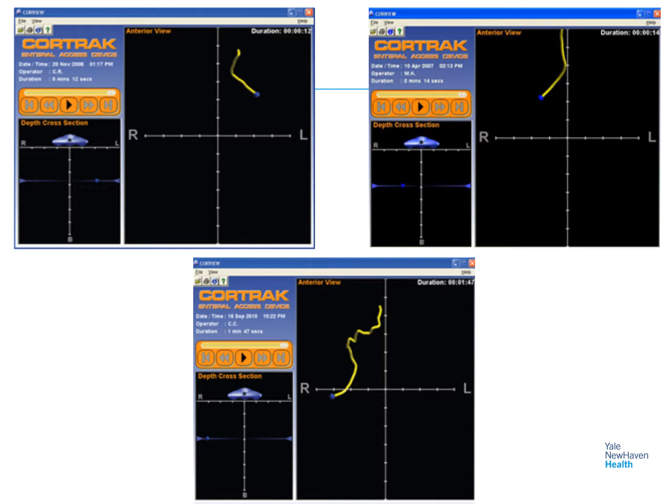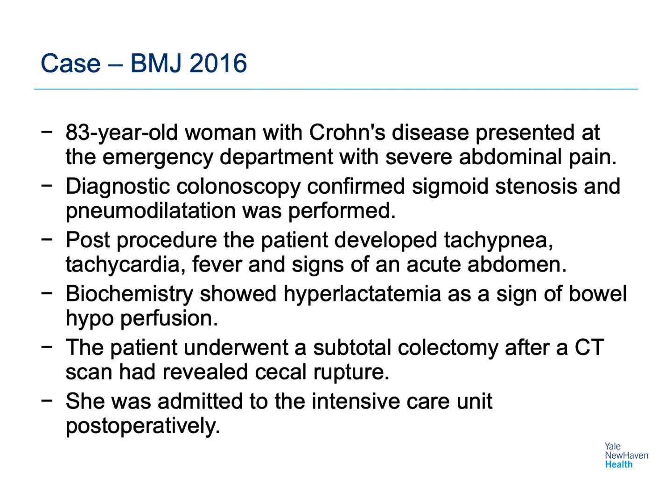But it's really critical that we're able to identify these Cortrak images and know when our tube is not in the right spot. So with that background, I'd like to share a case that was only a few years old from the British Medical Journal. This case involved an 83-year-old patient who had underlying inflammatory bowel disease. She was seen and admitted to the hospital and had a colonoscopy performed.